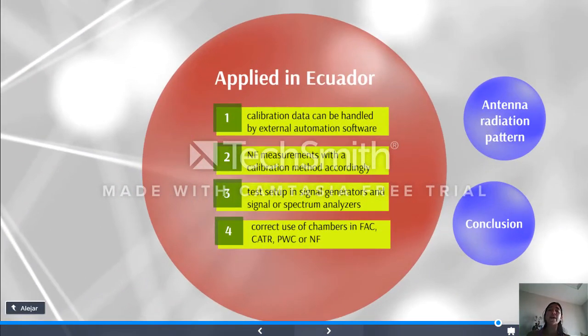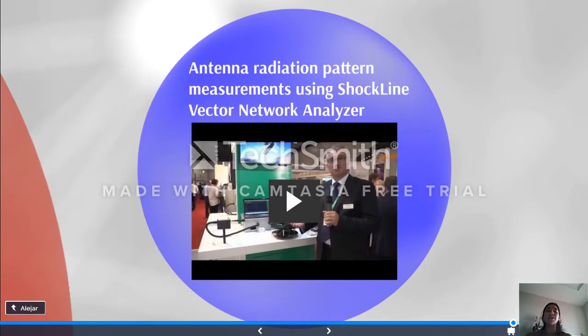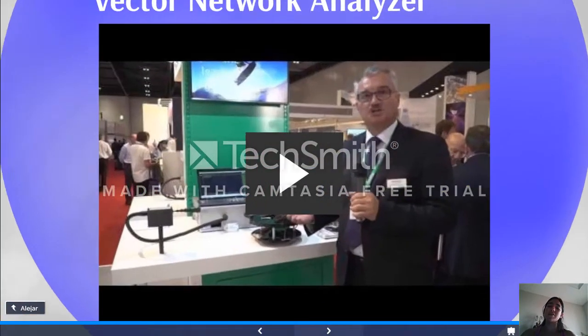Applications and conclusion. We have calibration data that can be handled by using automation software and near-field measurement with a calibration method, conducting test setup with signal generators and signal or spectrum analyzers, and correct use of chambers and FAT, COD, PWC, or NF. Antenna radiation pattern measurements using a ShockLine network analyzer.